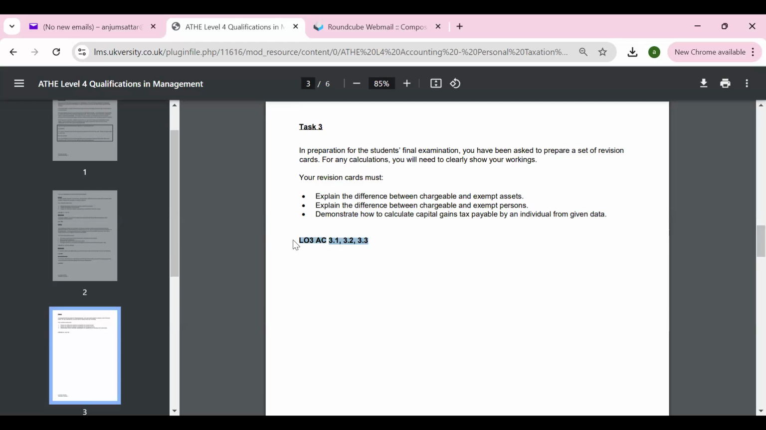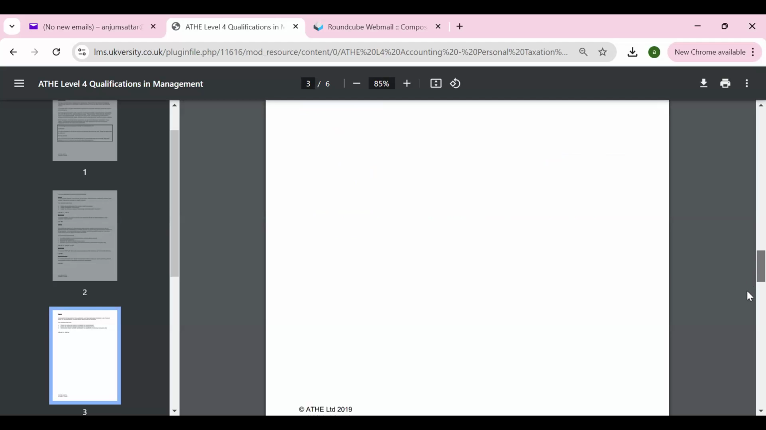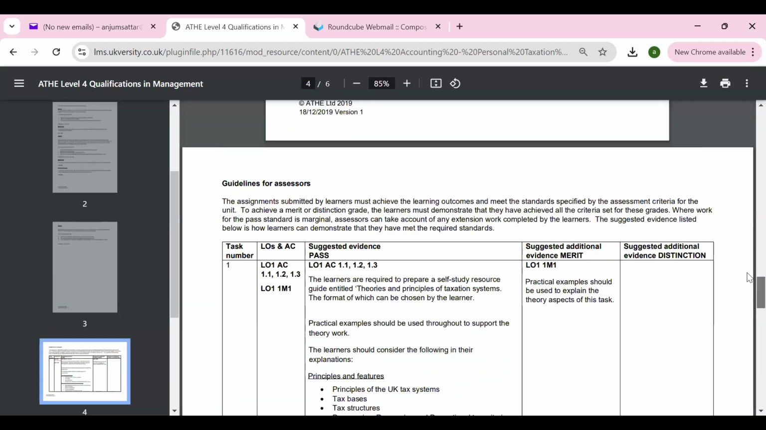And then of course, we can look at the indicative content of LO3. That also helps you, as I showed you in the unit specification earlier. So please focus on that. Then explain the difference between a chargeable and exempt person, like those persons staying within the UK, who are chargeable residents. So those sorts of discussions. Calculate capital gains tax payable by an individual with given data. Of course, we can include some data of our choice, which we can address.